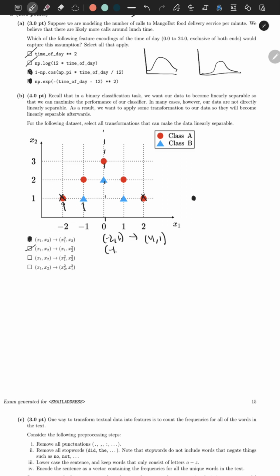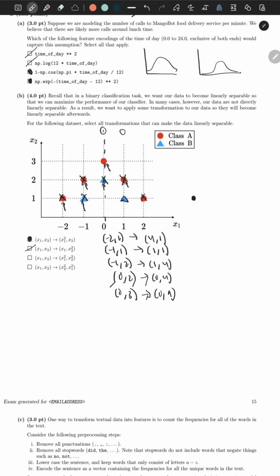Then for this triangle, we have negative 1, 1. This will just become 1, 1. And then for this circle, this is negative 1, 2. This will become 1, 4. So some point up here. Same thing with this point. This 1, 2 is just going to become 1, 4. And then we have this triangle here, which is 0, 2. This will become 0, 4. So some point up here. And then this point is 0, 3. This will become 0, 9. So some point up there.